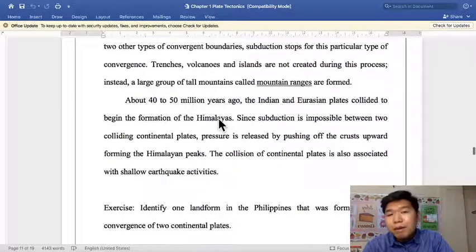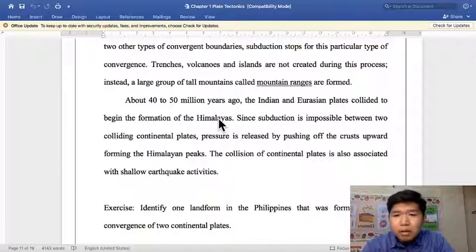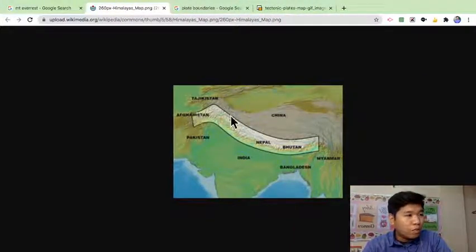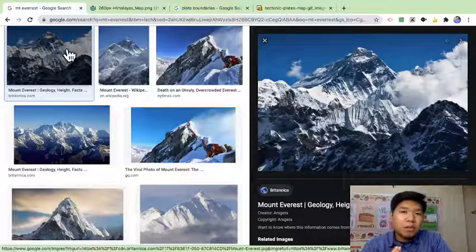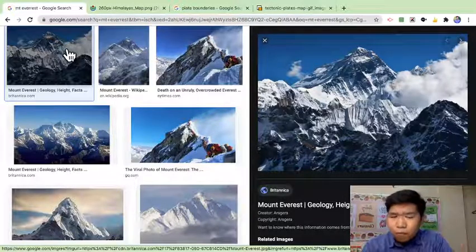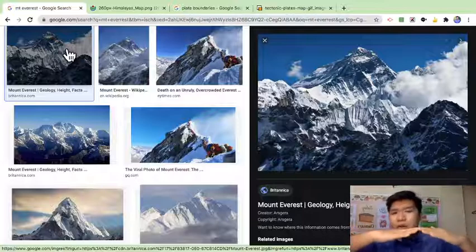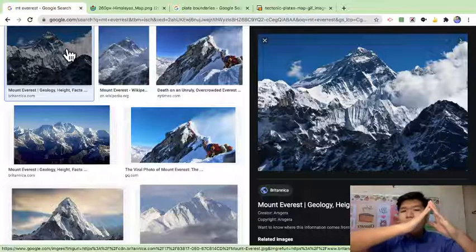Okay? And then the next paragraph explains the formation of the Himalayas. About 42 million years ago, the Indian and Eurasian plates collided, forming the Himalayas. And since subduction is impossible between two continental plates, it formed the Himalayan mountain range over here. See? Over here. And that is how the tallest mountain was created, due to forces of plate tectonics converging two continental crusts towards each other, forcing them to have a collision zone, thus making them rise above the ground.